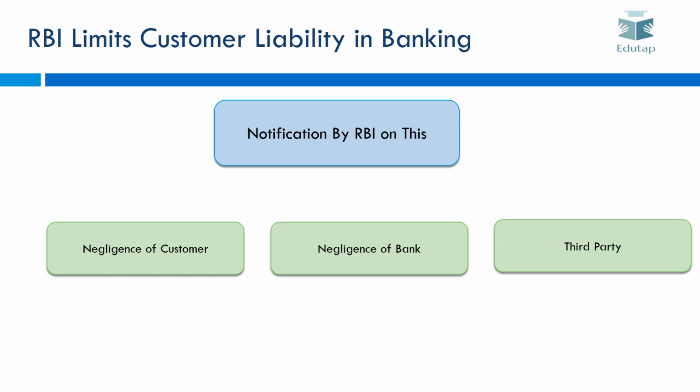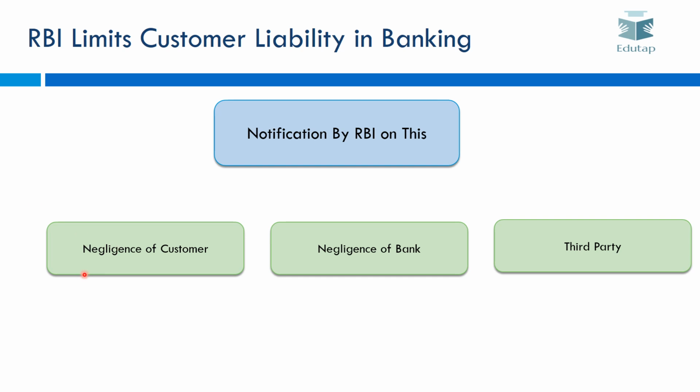The background is that nowadays a lot of theft is occurring through ATMs or through online accounts. So RBI has come out with a notification where it is clearly classified in what situation who will be responsible and for what amount. So let's see what those various situations are. Now, as per the RBI notification, there are three scenarios where theft occurs.